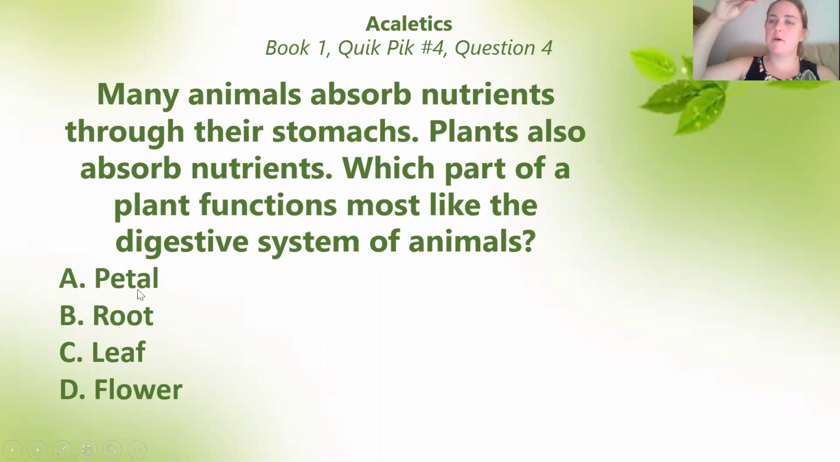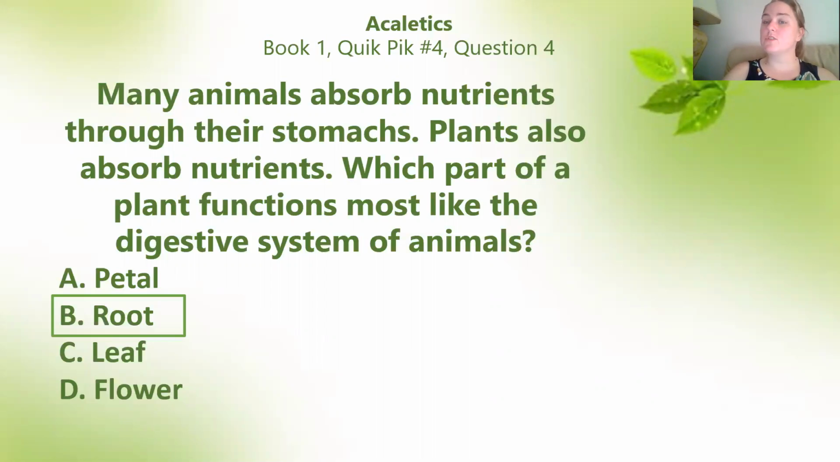A, petal. Well, I know the petal's at the top, so that's probably not how they're absorbing nutrients. B, root. The roots go under the ground, so maybe that's the answer. C, leaf. Again, a leaf is on the outside at the top of the plant, so it's probably not where they're getting the nutrients. And then D, the flower, also on the outside of the ground. All right, so the answer would be B, root. So remember, the roots go under the ground. That's where they get all their nutrients and they absorb it from the soil.